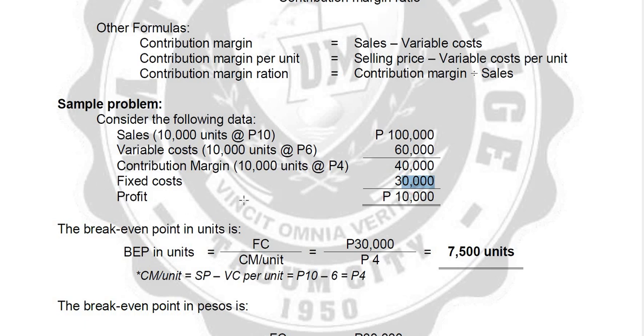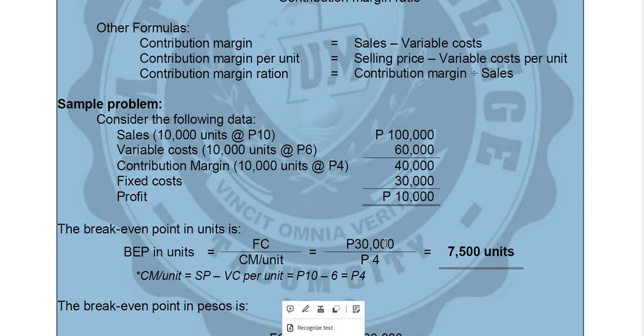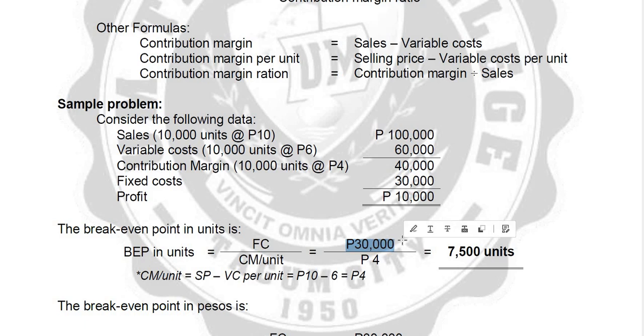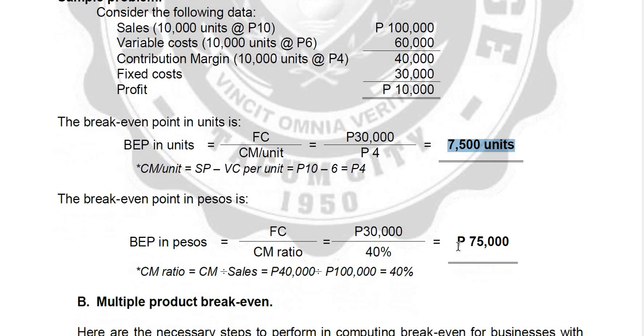So, if you want to know how much is the break-even point in terms of units, all you have to do is divide your total fixed cost by the contribution margin per unit. So, if that's the case, then ito yung itsura ng computation natin. 30,000, you divide it by 4 to get 7,500 units. So, meaning, if the company is able to sell below 7,500, it means that they will incur a loss. If ever they will sell more than 7,500, most probably you'll be reporting a profit. Pero kung 7,500 lang, no profit, no loss.